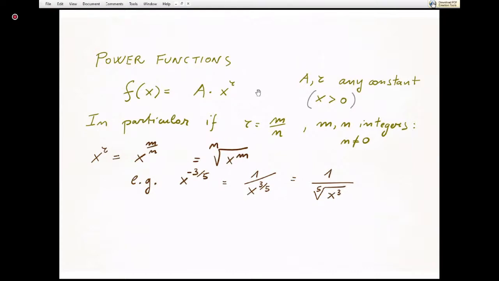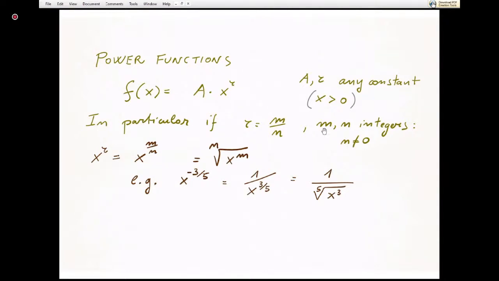If you want to have a general expression for this function that includes all the cases, you must impose that x is strictly positive. Because if x is strictly positive, this is well defined for any constant r, for any real exponent r. This is why we usually set x strictly positive. In some cases, of course, x can also be negative or 0.